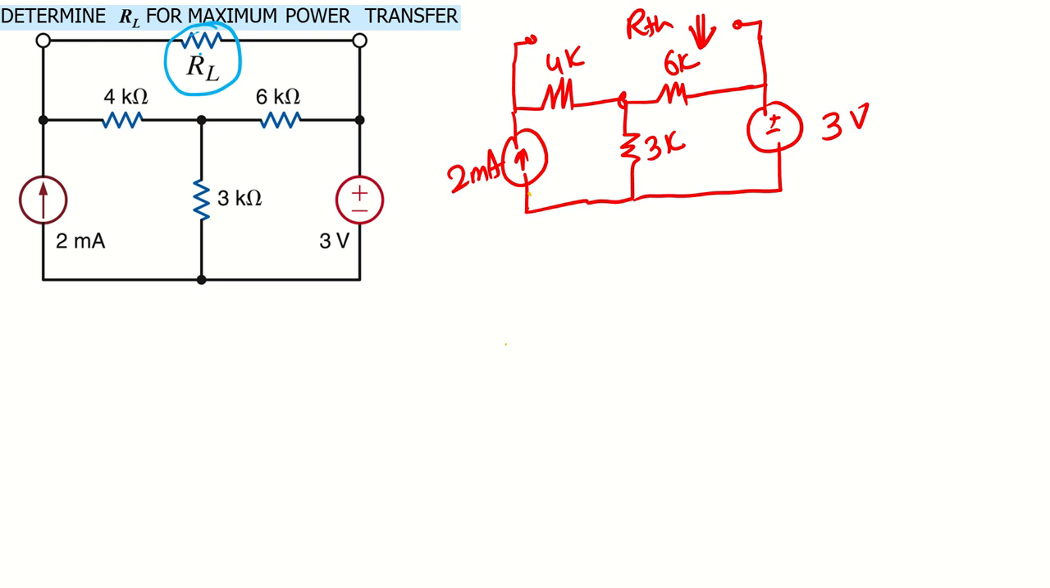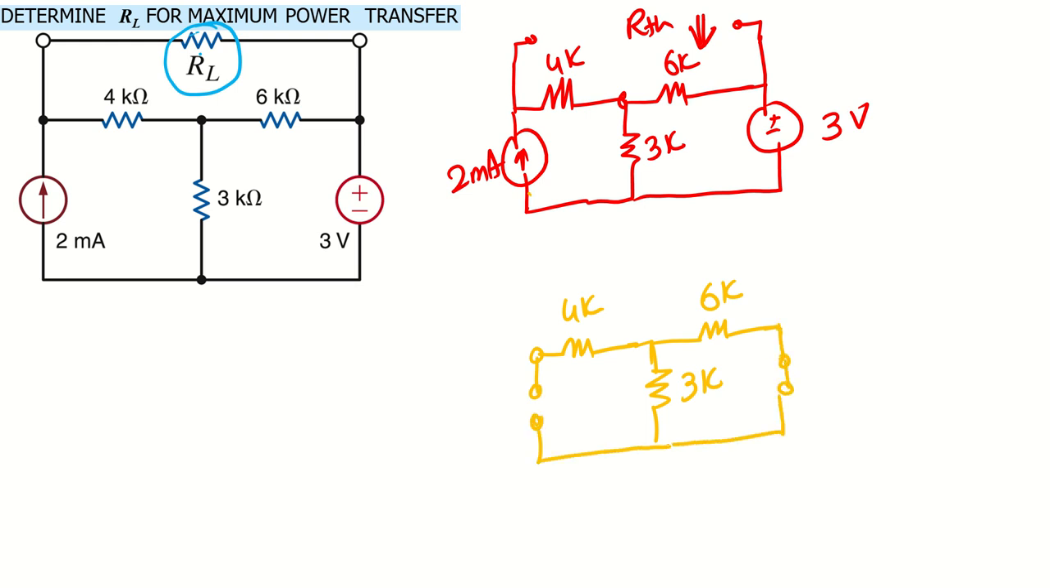The current source will be open. Further, I can redraw the circuit. I have 4K here, 3K here, and 6K here. This current source will be open, and this voltage source will be short circuit. And we want to find the resistance by looking from this end.